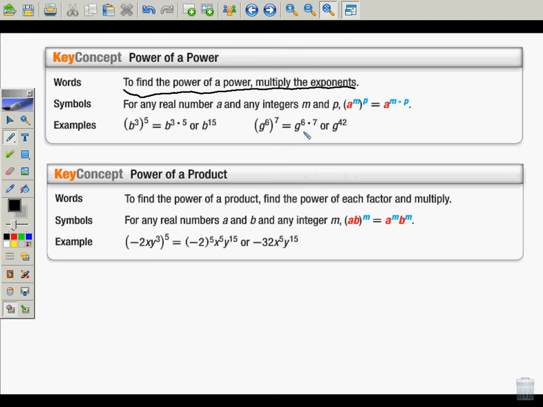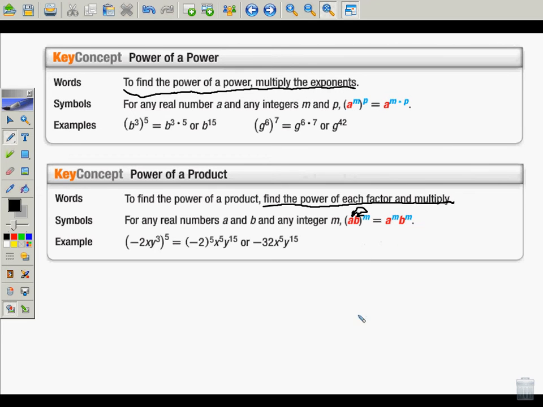The other idea we have to talk about is the power of a product. To find the power of a product, you find the power of each factor and multiply. That sounds kind of confusing. This is kind of like distributing an exponent. It's not exactly like distributing, because technically we don't call it distributing, but it's the same idea. So if I have a times b in parentheses all raised to the m, I'm going to take that raised to the m and apply it to each part. So I'm going to get a raised to the m power and b raised to the m power.